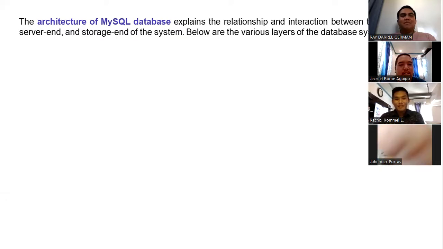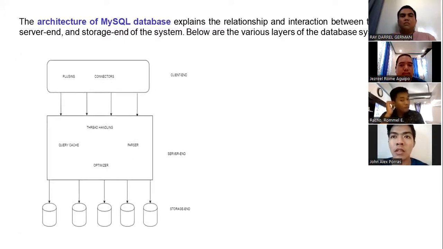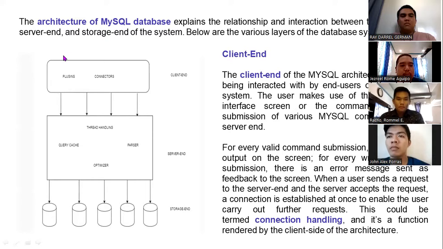The architecture of the MySQL database explains the relationship and interaction between the client end, server end, and storage end of the system. Below are the various layers of the database system. So that's the picture, and next one, client end.